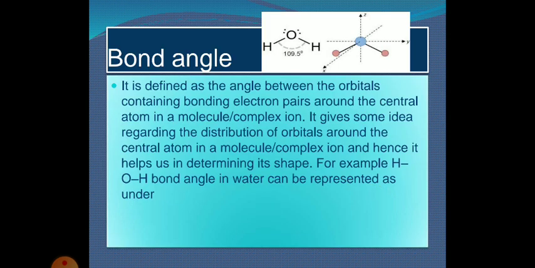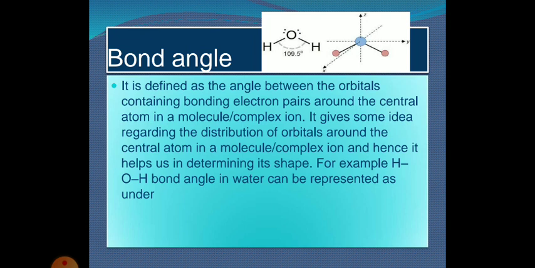Now we are going to learn the next concept, that is bond angle. It is defined as the angle between the orbitals containing bonding electron pairs around the central atom in a molecule, or we can say complex ion. It gives some idea regarding the distribution of orbitals around the central atom in a molecule or complex ion, and hence it helps us in the determination of its shape. For example, the HOH bond angle in water can be represented as in this slide.